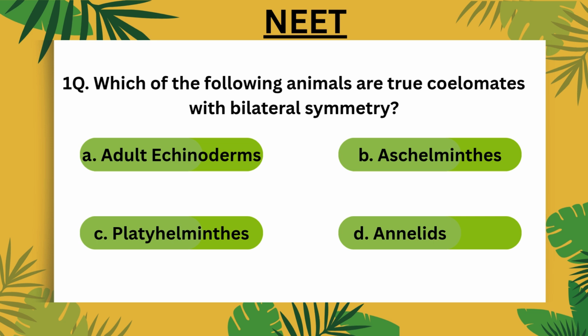First question. Which of the following animals are true coelenterates with bilateral symmetry? A. Adult echinoderms. B. Aschelminthes. C. Platyhelminthes. D. Annelids.